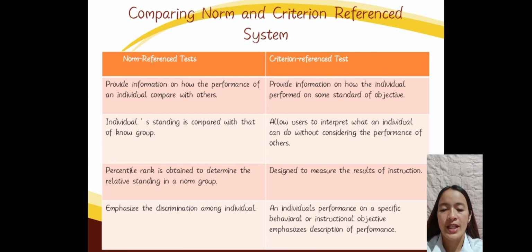In norm, percentile rank is obtained to determine the relative standing in a norm group. In criterion, designed to measure the result of instruction. And last, from norm, emphasize the discrimination among individuals. And in criterion, an individual's performance on a specific behavior or instructional objective emphasizes description of performance.